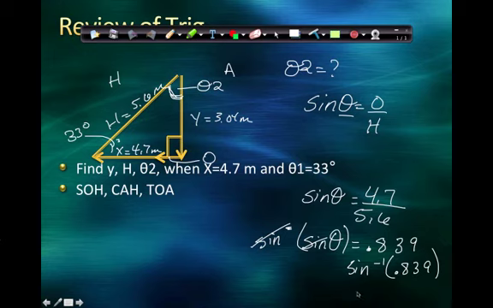Alright, so it should be a button on your calculator, and usually what you're going to do is press second and then the sine button, and that should give you the inverse sine. So the opposite of sine is not cosine, it is sine to the negative 1. So when you do this in your calculator, you're going to get 57 degrees.